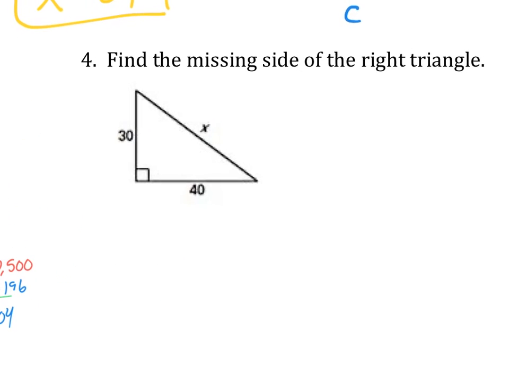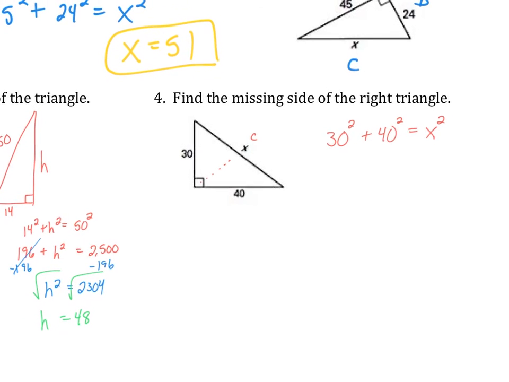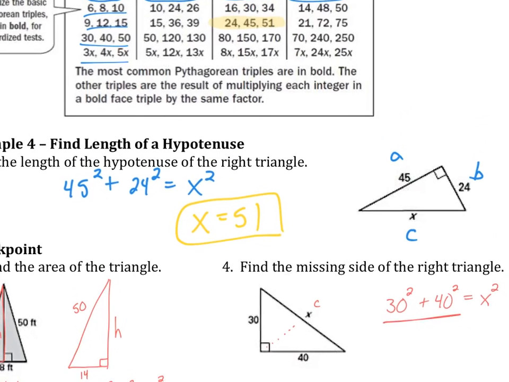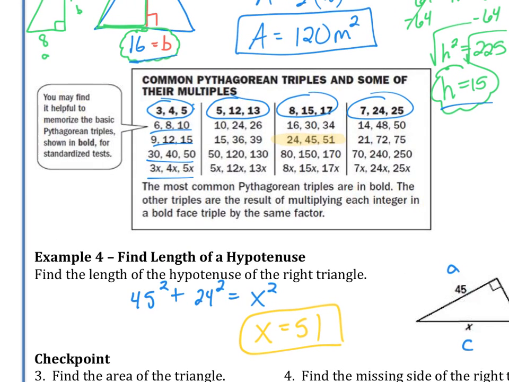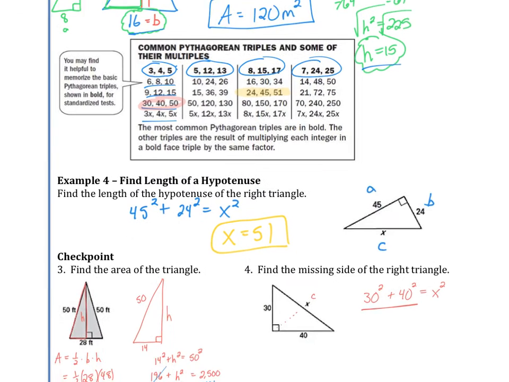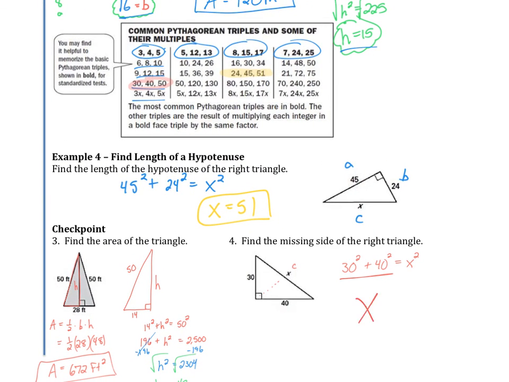Okay, and the last problem says find the missing side length. The missing side length is x. That is our biggest side. So our formula would be 30 squared plus 40 squared equals x squared. So we could do the math, or if we look above and see if we find something with 30 and 40 in it. So we scroll up right here, 30, 40, and 50 are a Pythagorean triple. So since 30, 40, and 50 are a Pythagorean triple, we know that x has to be 50. Because to make a squared plus b squared true, we have to have 30, 40, and 50 together.